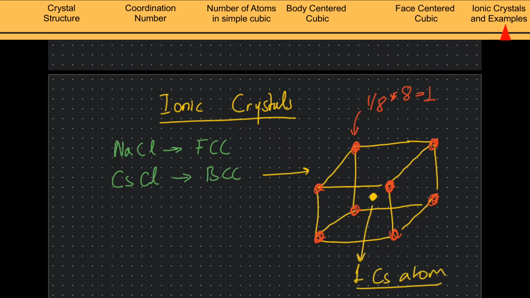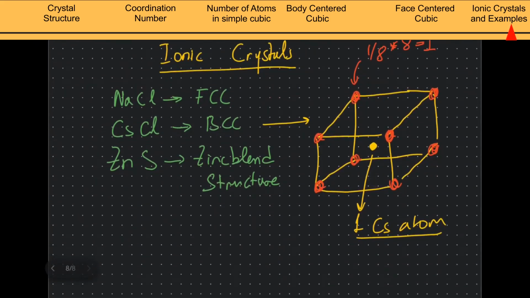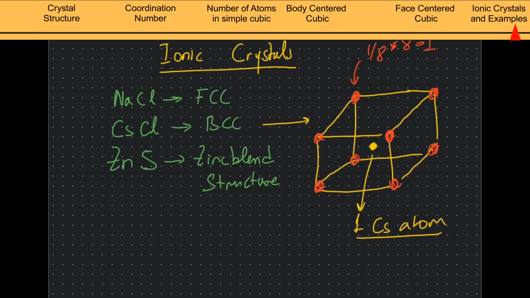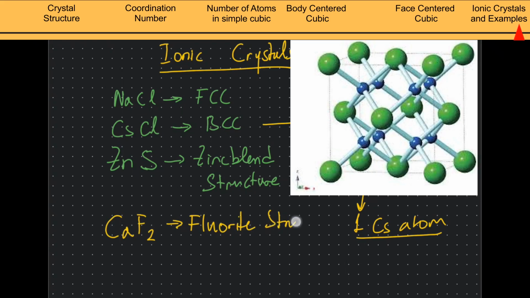And the other structure is, for instance, zinc sulfide. So it is a zinc blende structure. It is a little more complicated. If I draw it here, probably you will not understand it, but I can put some images that show the crystal structure of these ionic crystals. And we have calcium fluoride, and it has a different structure, the fluorite structure.